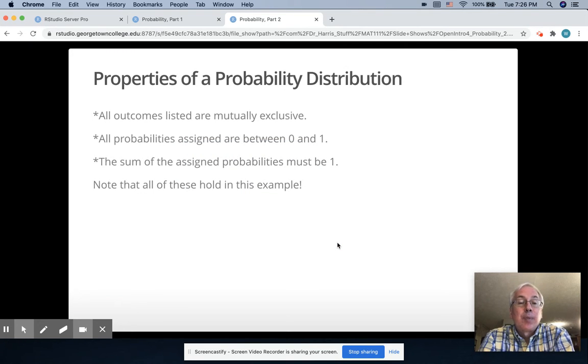So some important properties of a probability distribution: individual outcomes, individual values of the random variable, are mutually exclusive. You can't have x take on the value 0 and 1 simultaneously. For example, in this example, it can't take on the value of 2 and 1 simultaneously. X can only be one number at a time. Probabilities assigned are always going to be between 0 and 1. And the sum of the probabilities has to be 1 because x is going to take on one of those values. And so the probabilities have to add up to 1. And that comes from the mutual exclusivity, as well as the fact that one of the values must happen.